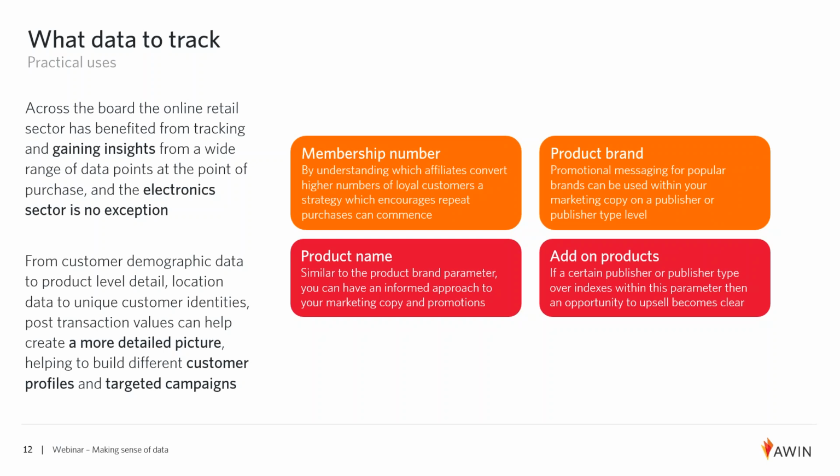Now looking at product and brand name, promotional messaging for popular brands and names can be used within your marketing copy on a publisher or publisher type level. And finally, add-on products. This is again a great way to increase AOV. You could do this tactically by offering a 10% off coupon on add-on products, or say if you know a publisher does well at selling antivirus software, why not offer it as a free add-on if you purchase the latest Spectre laptop.